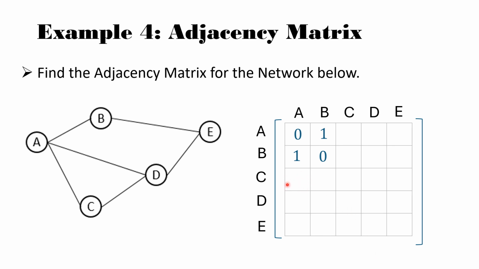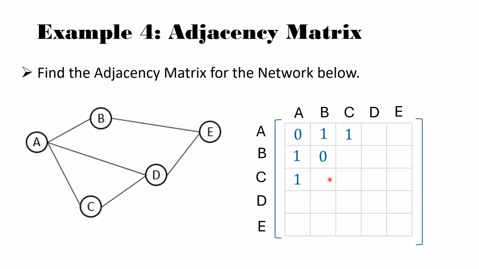Next, I'm going to fill in here. So how many connections between C and A? I can see that there's one connection here, so I'm going to put in a 1. Again, here, I'm going to also look at the connections between A and C. So again, I'm going to put my 1 here. We'll talk a little bit more about that mirroring in a second.